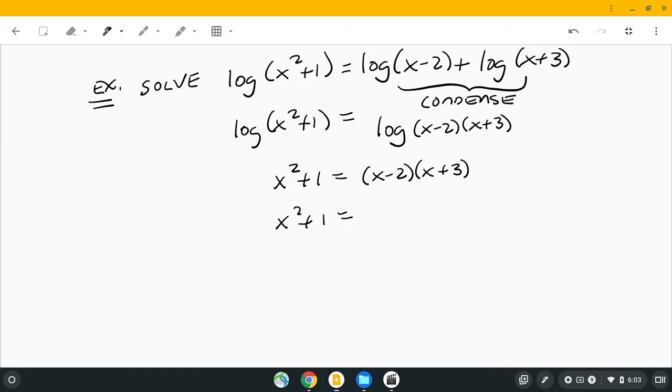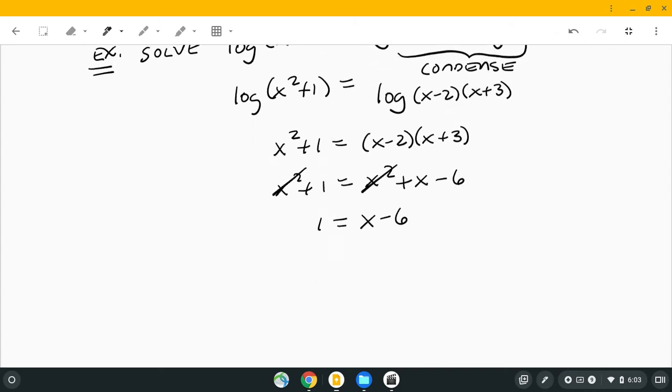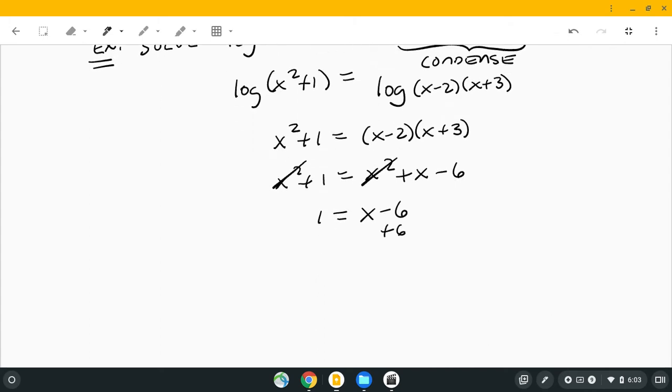x squared plus 1 equals x squared. 3 subtract 2 is 1, x minus 6. And then here we see that the x words will end up canceling out. So we get 1 equals x minus 6. I'm going to add 6 to both sides. So I get 7 equals x. And we're not going to box it just yet. We need to check.